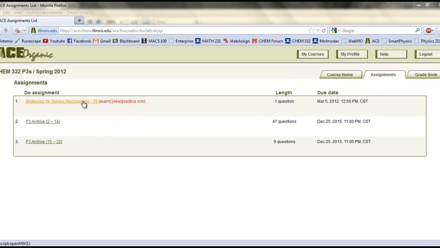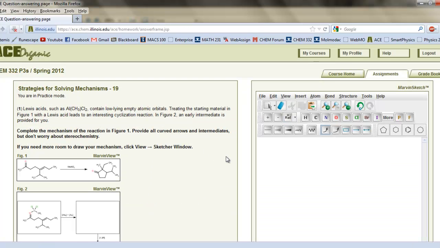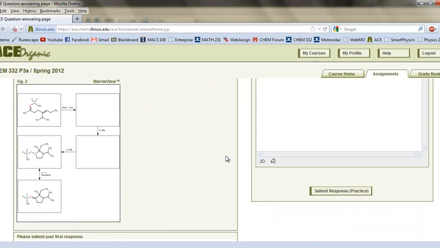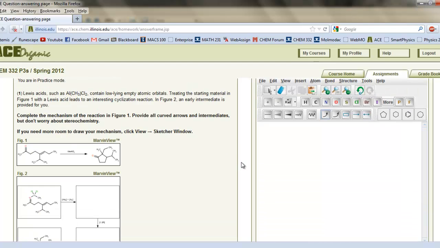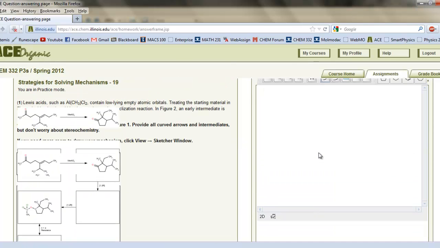This is strategies for solving mechanisms. I actually tried to do it during my discussion, but had a little difficulty getting into the P3, so I only got to glimpse it really quick, but I hope that I'll be able to try it out now and really look at it.